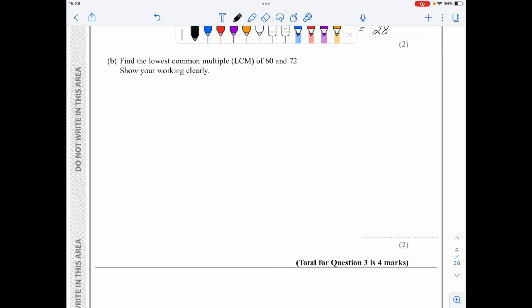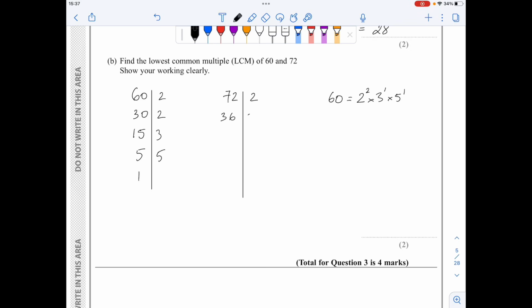For part B, I will repeat the procedure with 60 and 72. 60 divided by 2 is 30, divided by 2 is 15, divided by 3 is 5, divided by 5 is 1. So 60 is equal to 2 to the power of 2 times 3 to the power of 1 times 5 to the power of 1. For 72, divided by 2 gives me 36, divided by 2 gives me 18, by 2 gives a 9, by 3 gives a 3, and finally 3, 1. So 72 is equal to 2 to the power of 3 times 3 to the power of 2.